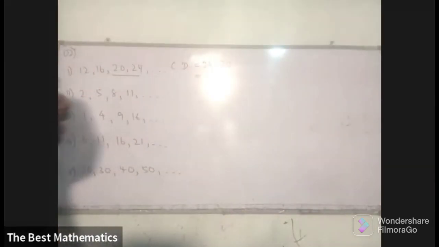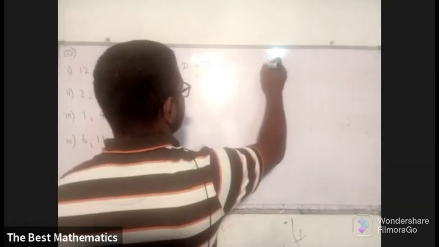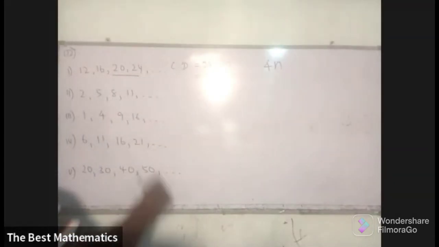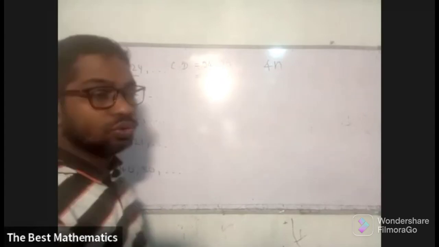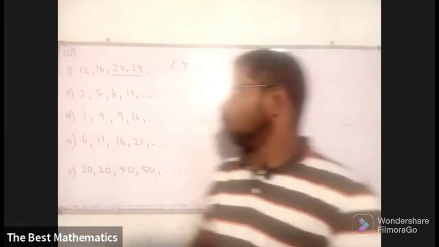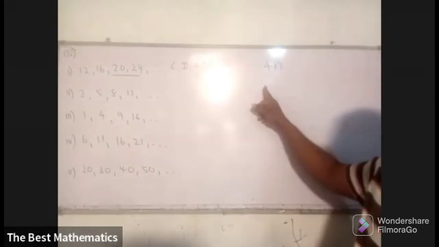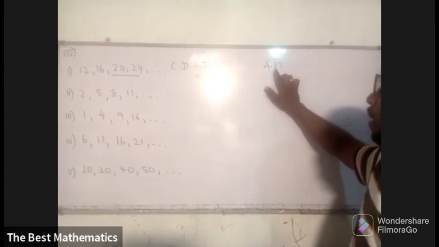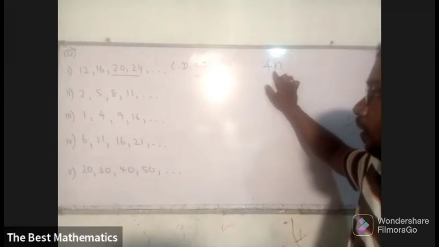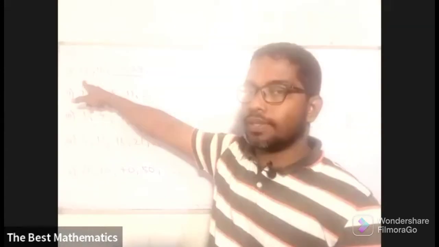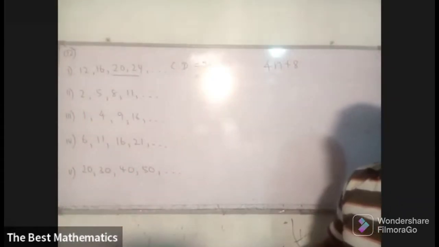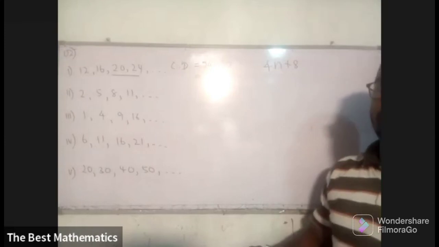The common difference is 4. Then to write the general term, 4n, apply n for that common difference and check what you should do to build up the first term. Here 4n, then when n is 1, 4 times 1 is 4. Here the first term is 12. So you should add another 8 for this. So the general term is 4n plus 8.